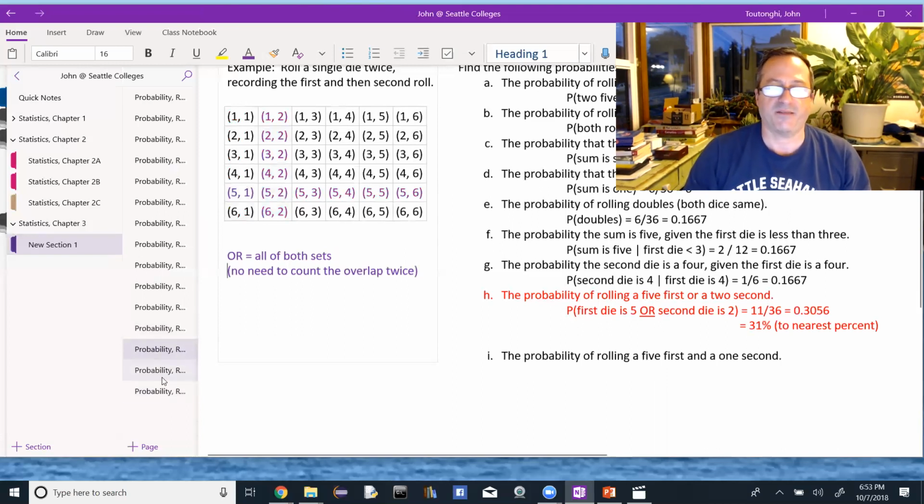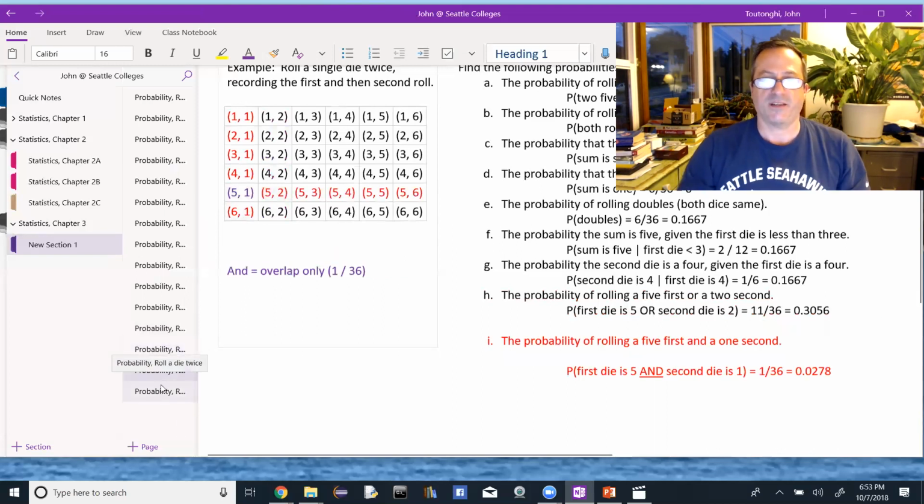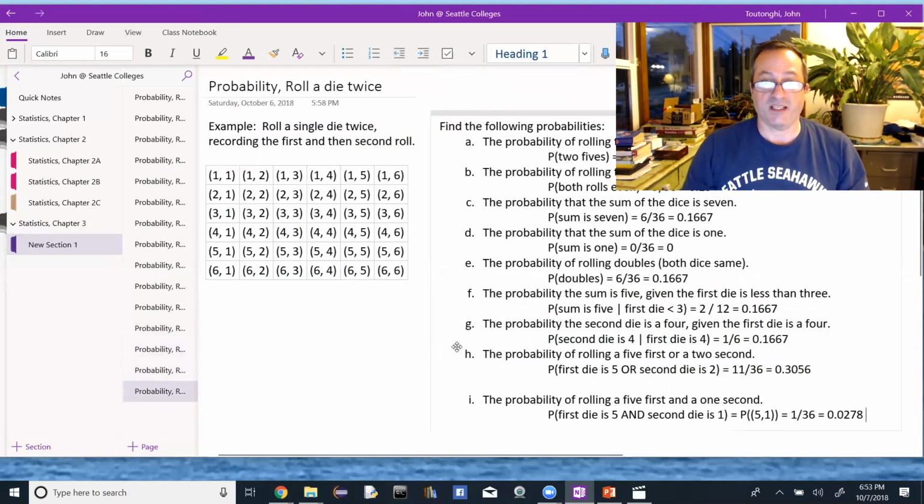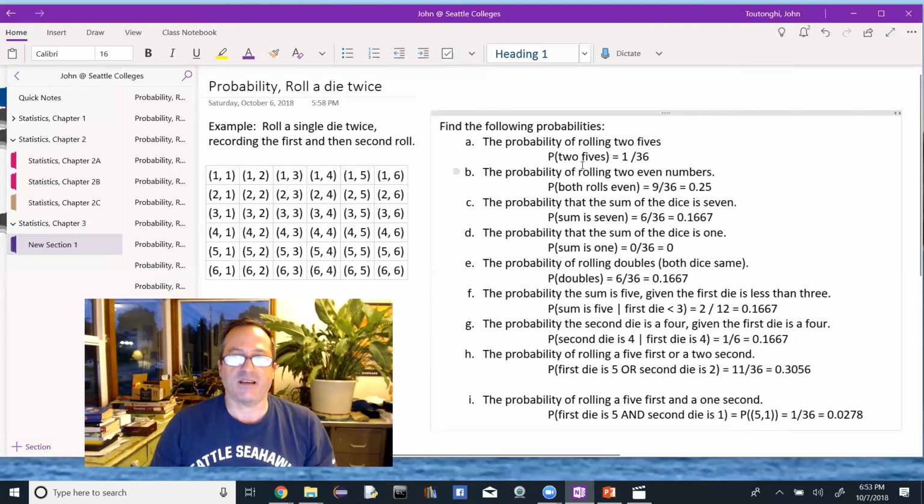And if you'll notice, for this entire problem, I didn't use any formulas. I just used the logic of, I have this sample space, and I used good notation to identify what I was looking for, and then I just figured out how many of the 36 options had the outcome that I was looking for.